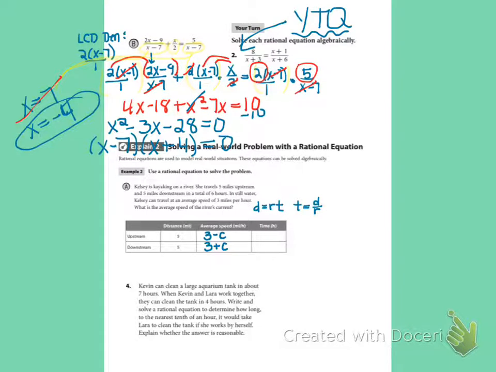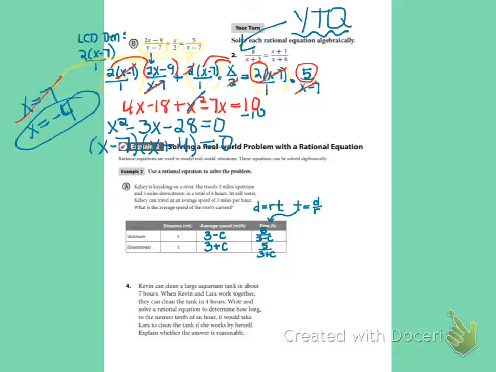And so when we write this equation for our time, we take our distance, which is 5, and we're going to divide by our rate, which in the case of the upstream is 3 minus c, and downstream is 3 plus c. Now you may remember back to those problems we were looking at in that prior module, and this is the format that we saw them written in, and at that time we didn't think too much about where those equations came from.